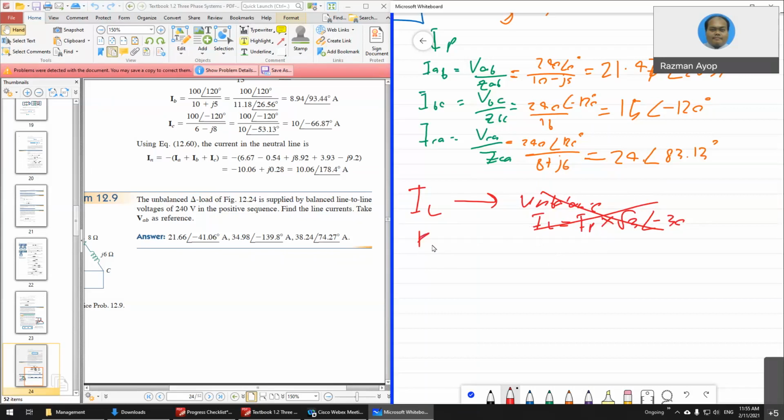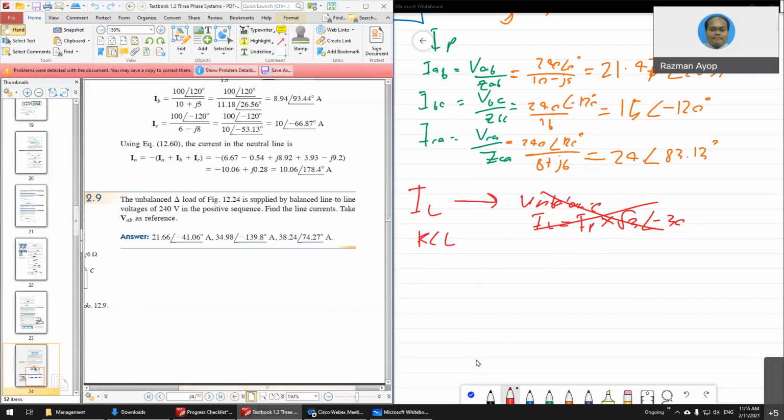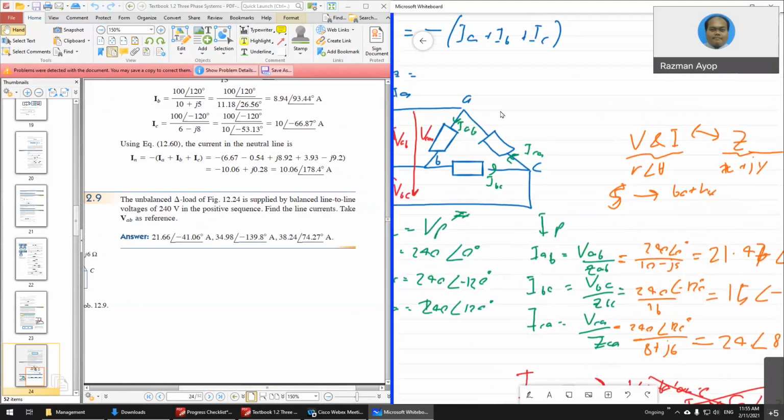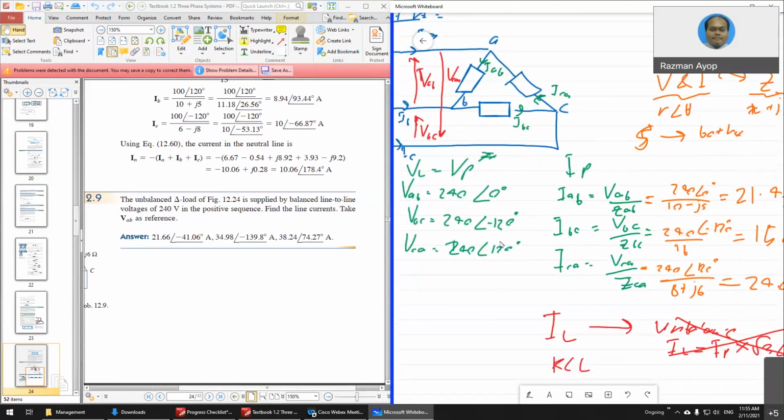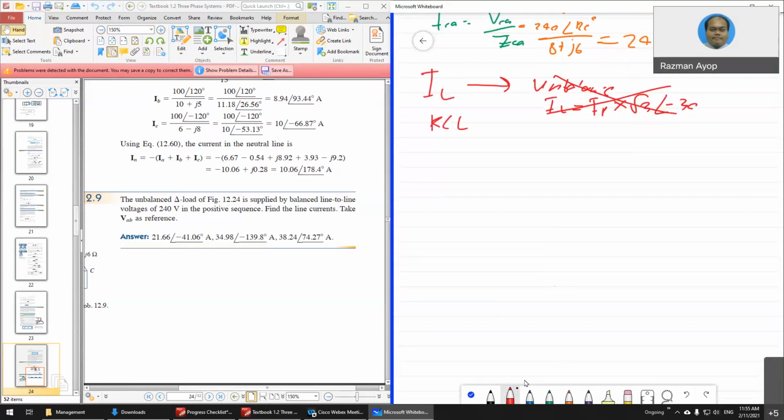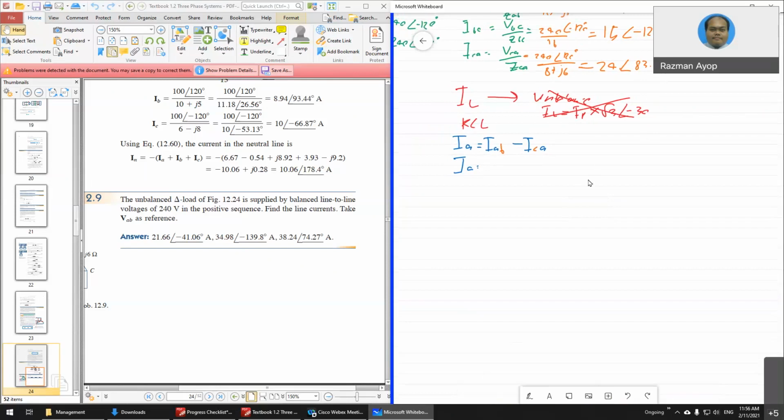So you have to apply Kirchhoff's current law. At point A, IA equals IAB minus ICA. The trick I suggest is to remember it by the positive sequence: AB, BC, CA. So IA equals, you look back at the equation at the top that you already calculated.